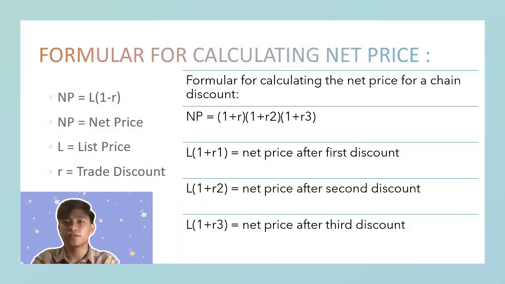R1 is the net after the first discount, R2 is the net price after the second discount, and R3 is the net price after the third discount. So if you want to find a net price, you can use the formula NP equals L bracket L minus R close the bracket.